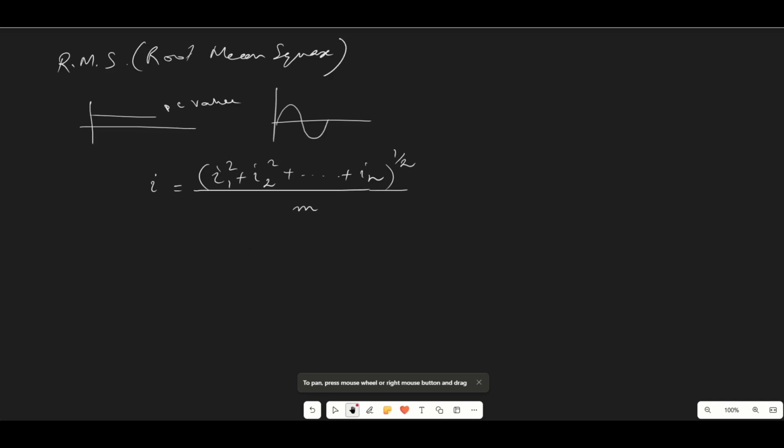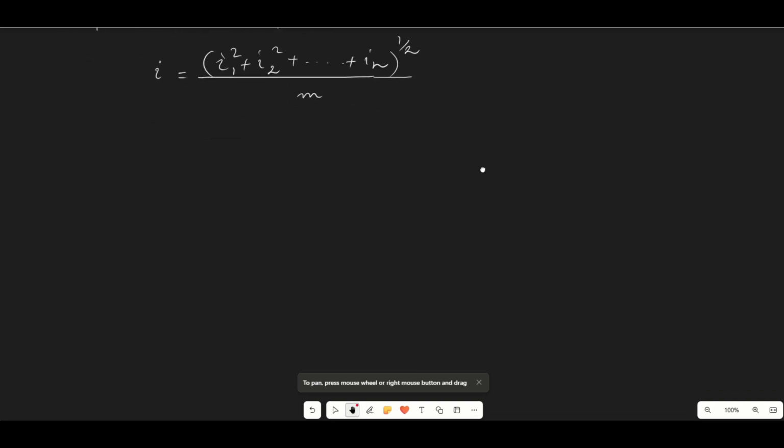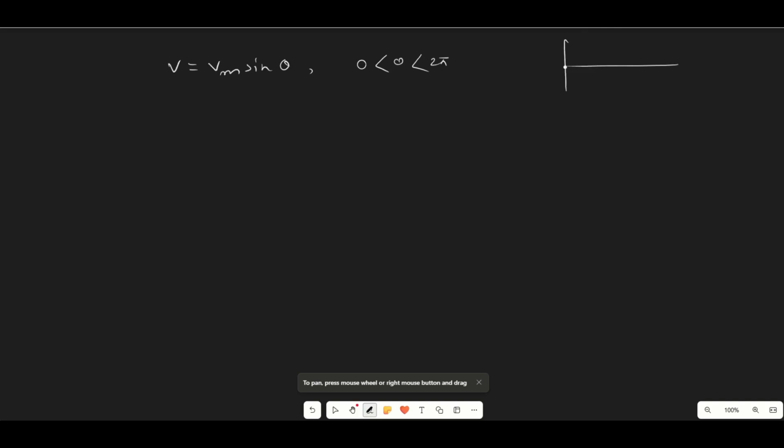So now if you want to represent this with respect to voltage, we will determine the Vrms of a signal given by, suppose, V equals Vm sin theta, where theta is moving between 0 to 2 pi. That means this signal that we have already discussed is moving from 0 to 2 pi. The value is given by V equals Vm sin theta. So this is V and this is your omega t. Okay. Now what will be Vrms?